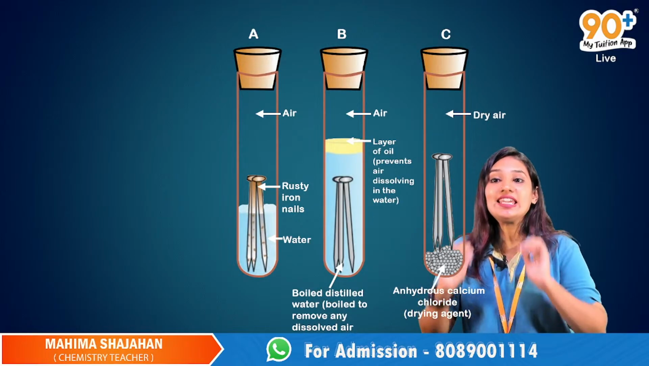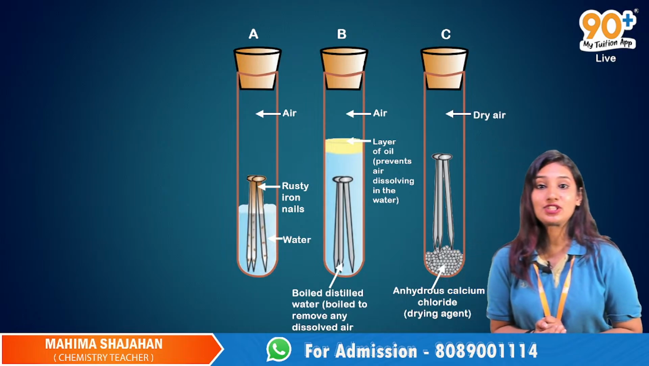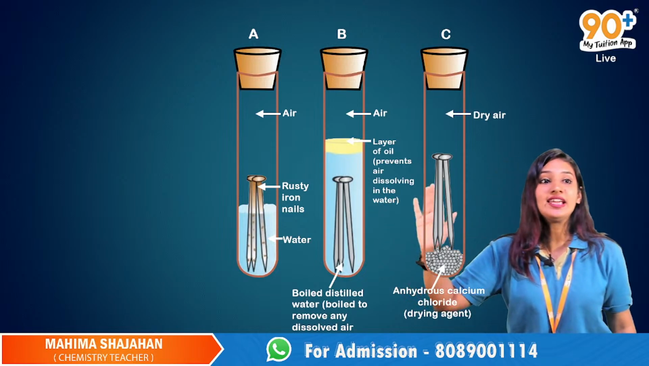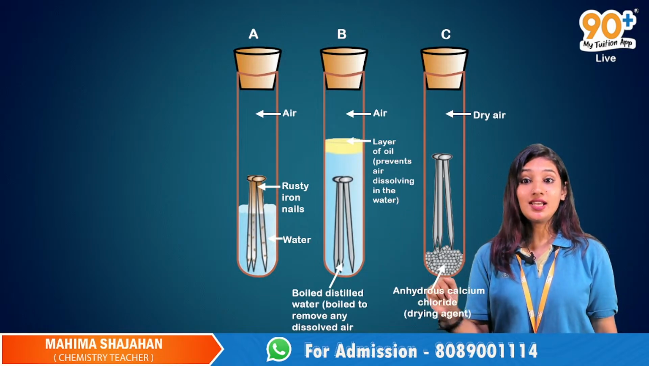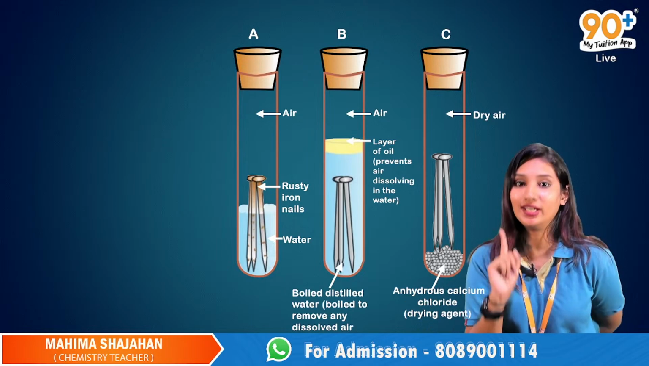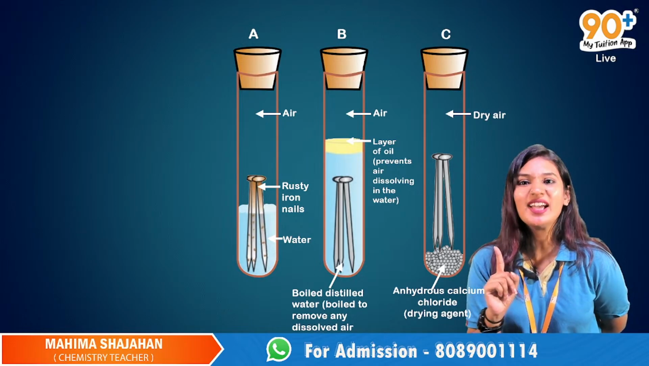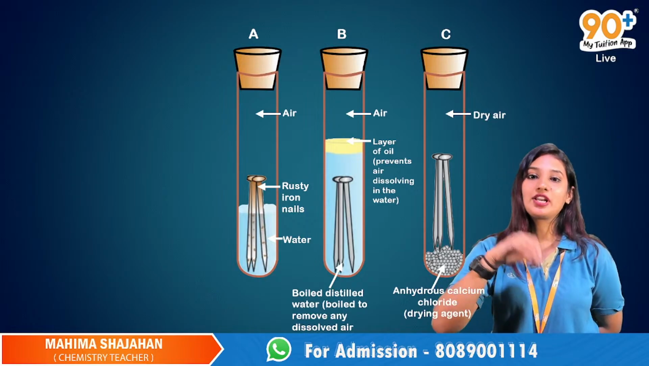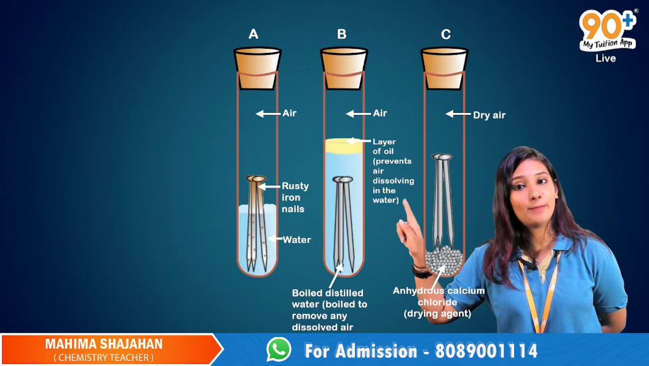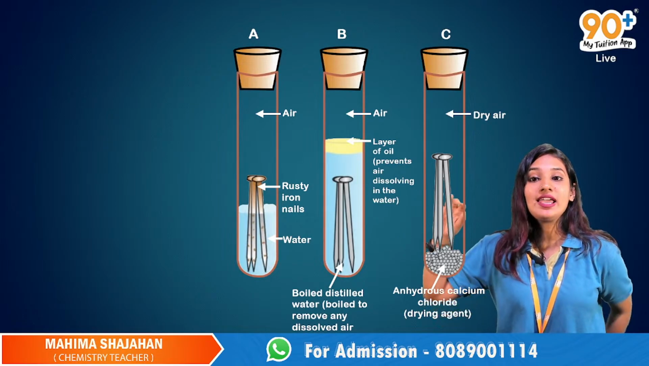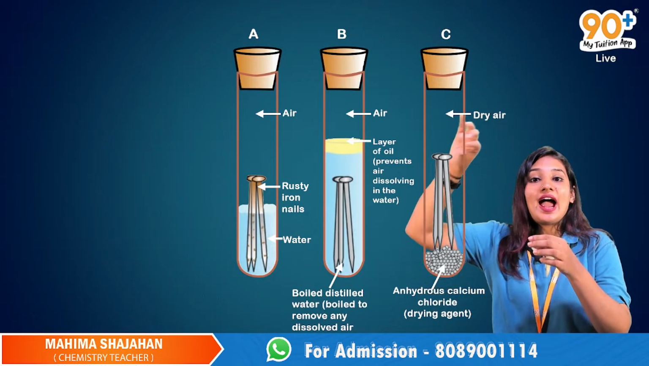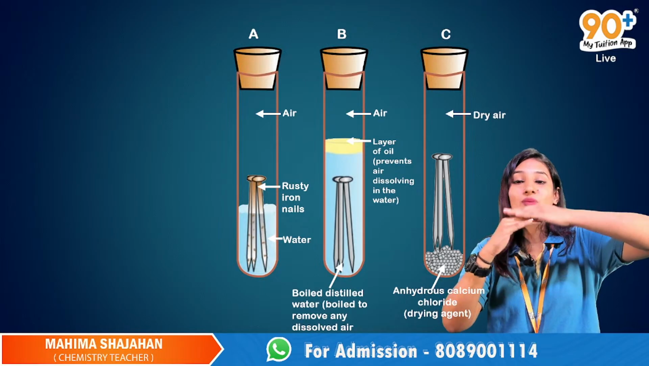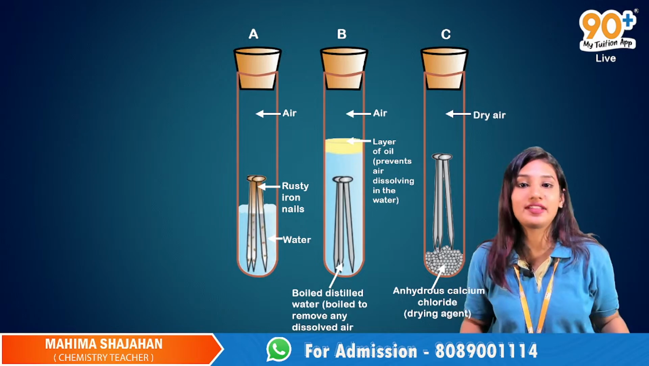Now in the second test tube, I have taken some distilled water, but this water is boiled. Okay, why is it boiled? Because water will contain some dissolved gases in it, so to remove them I have boiled it. Now, on top of it I have added a layer of oil. That is to prevent the contact with air, so that air does not dissolve in the water.